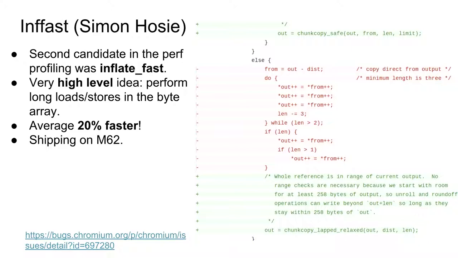The second patch was inflate_fast. That was implemented originally by Simon Hosie from our team. And a very high level idea is that you perform long or wide loads and stores using NEON instructions. On average, for decoding PNGs, we are around 20% faster. And that started shipping since Chrome M62.